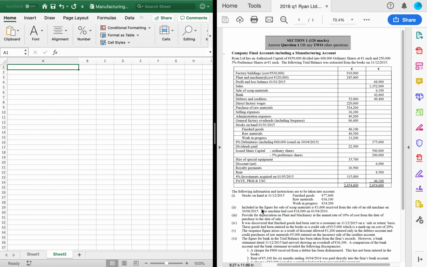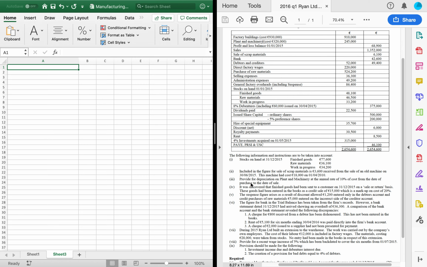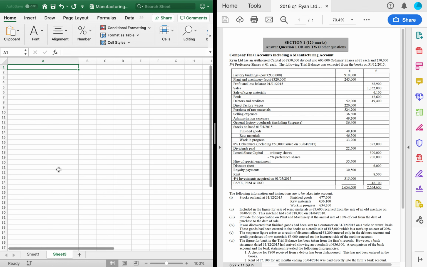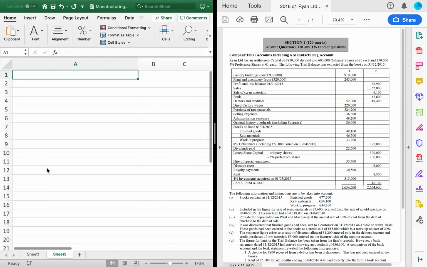Now what I'm going to do with that is tie that in with the depreciation on machinery working. So somewhere in this question there'll be mention of depreciation on machinery. It's just directly below it. Provide for depreciation on plant and machinery at the rate of 10% of cost from date of purchase to date of sale. So that's going to be my basis for that working. We're going to do it the exact same way as we do the depreciation of vehicles in company accounts. We're going to start off with plant and machinery.